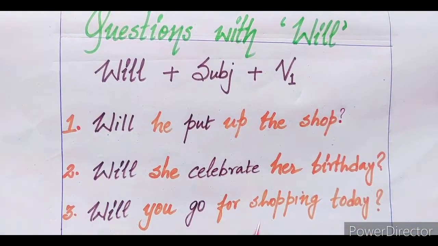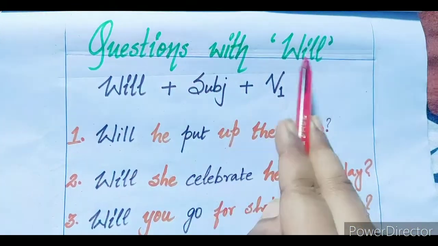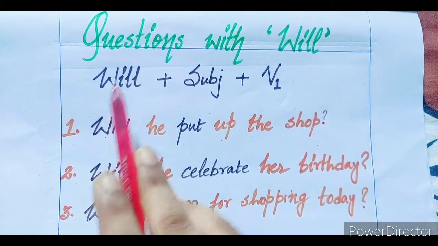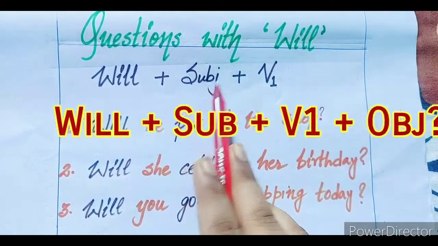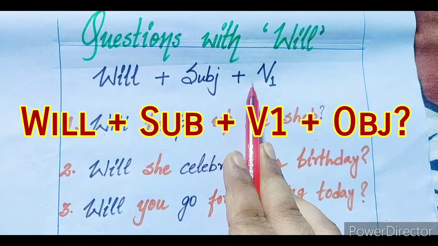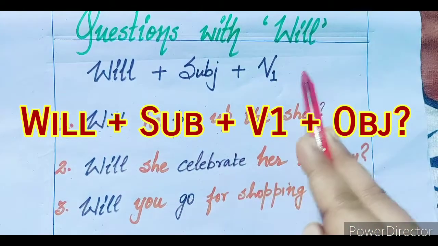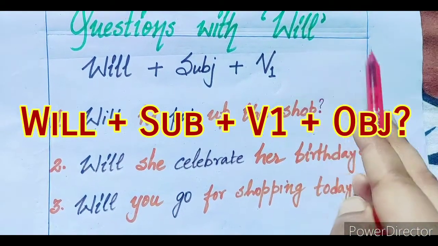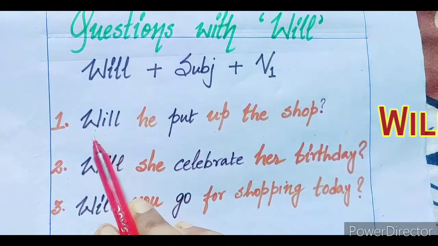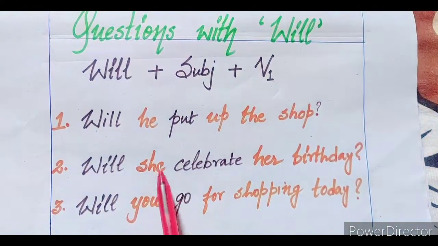So children, now let us see how to frame questions with will. So we use the structure will plus the subject plus the verb form 1, that is the base form of the verb, and then comes the complement or the object ending with a question mark. Okay, so let us see some examples which are given here.